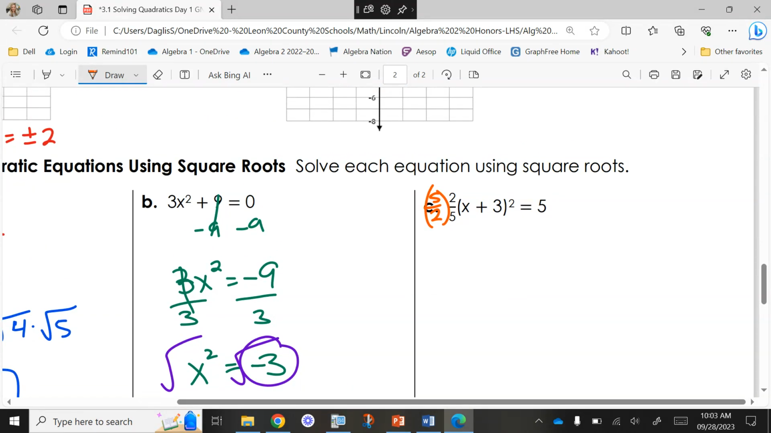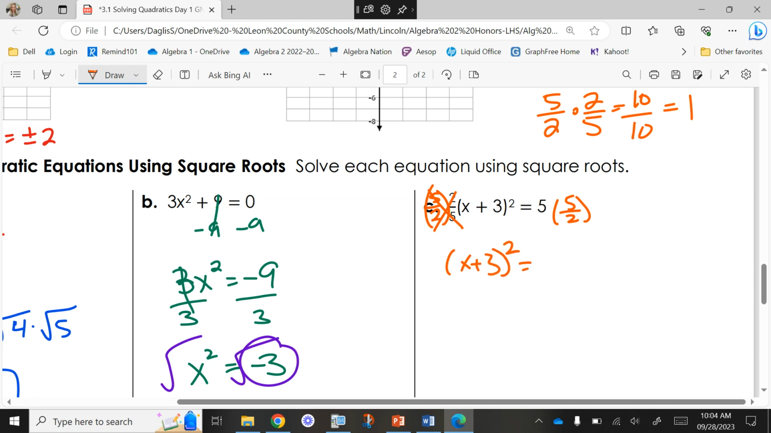Okay, side note. If I do 5 times 2 times 2 times 5, that gives me 10 over 10, which is 1, right? That's why we do the reciprocal, because it's the inverse of what's already there, okay? But what I do to one side, I have to do to the other side. So those are gone. We still have x plus 3 left over, squared. But now we're equal to 25 over 2, because that's technically 5 over 1. So 5 times 5 is 25. 1 times 2 is 2.